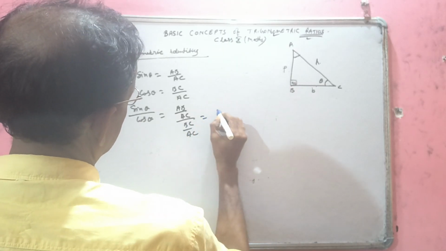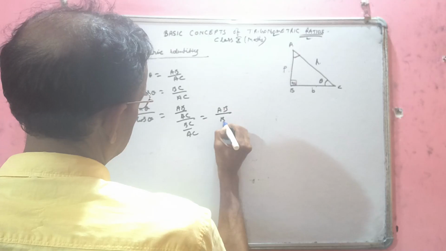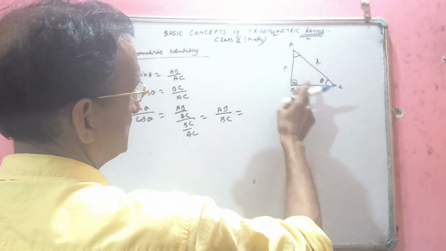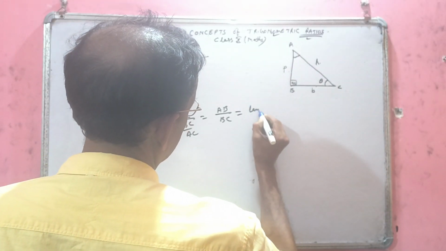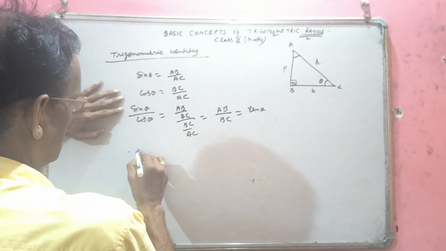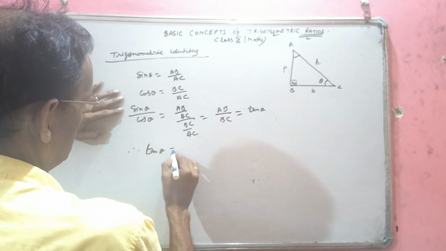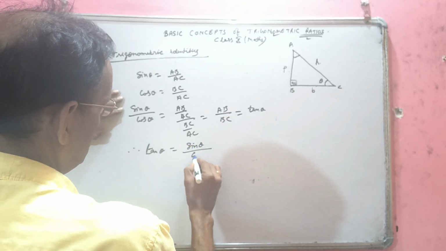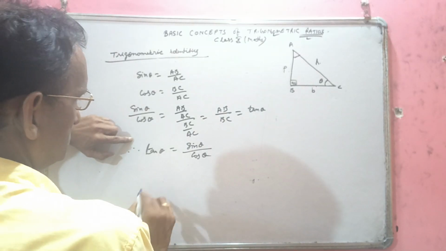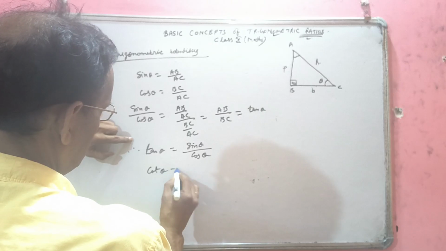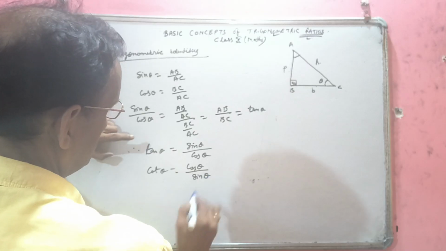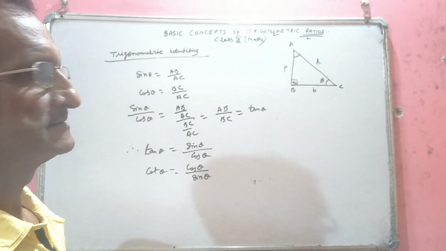Okay. So is equal to what you will get? AB by BC, because AC AC cancel. And what is AB by BC? Opposite side by adjacent side is tan theta. So this is another identity or formula relation. So therefore we can write tan theta equal to sin theta by cos theta. And you know tan is reciprocal of cot. So if you want to have cot theta, reciprocal, cos theta by sin theta.